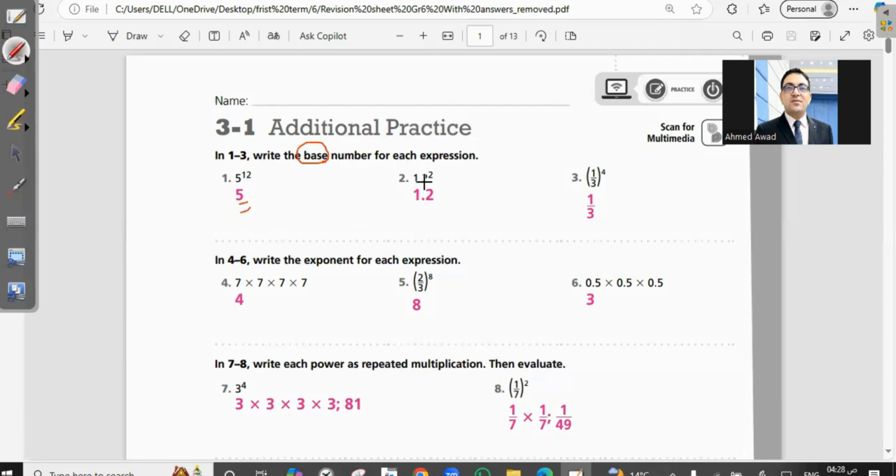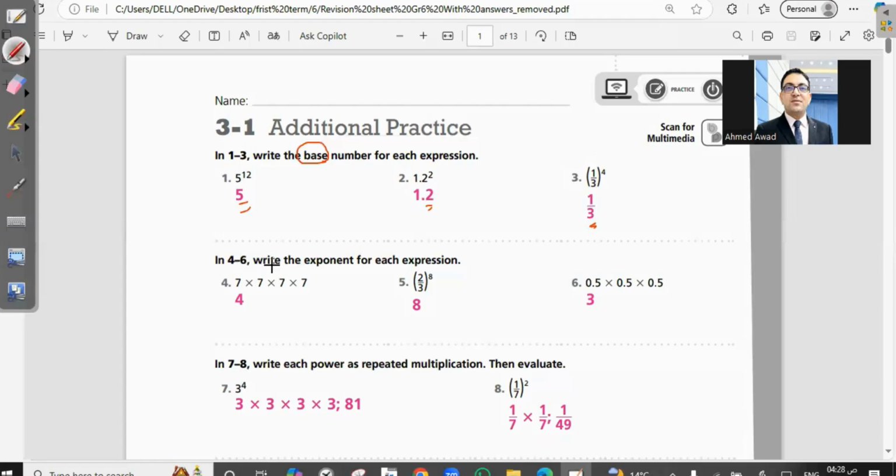And number 2, 1.2 to exponent 2. It's going to be 1.2 repeated how many times? 2 times. So the base here is going to be 1.2. And number 3, 1 over 3 to exponent 4. This means 1 over 3 repeated 4 times. So the base here is going to be 1 over 3.